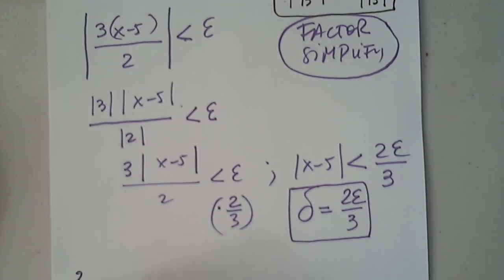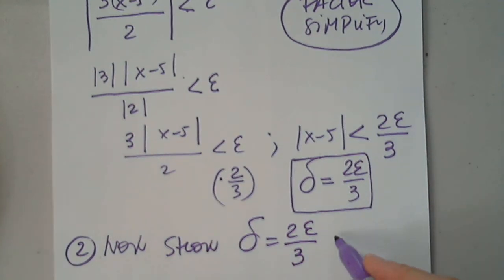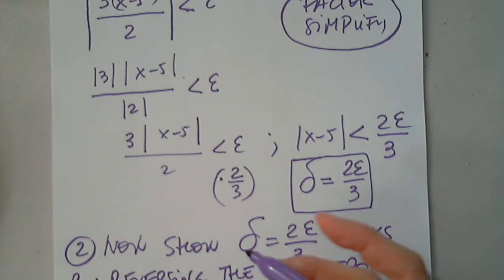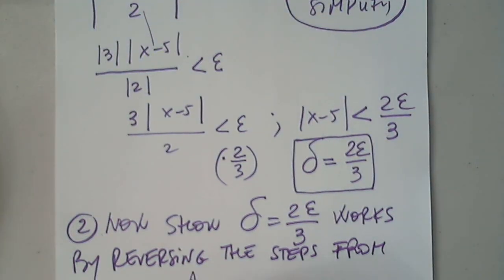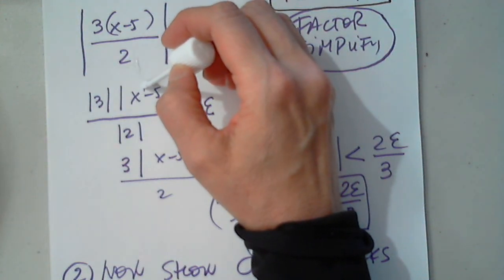And now part 2. It's one sentence. Now the other direction. Show that delta equals 2 epsilon over 3 works by reversing the steps from above. And I'm not going to ask you to go backwards. That's good enough for me. But this is what we should normally do. There is no need.